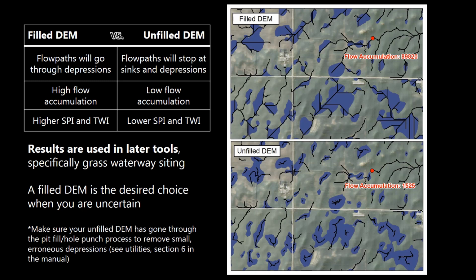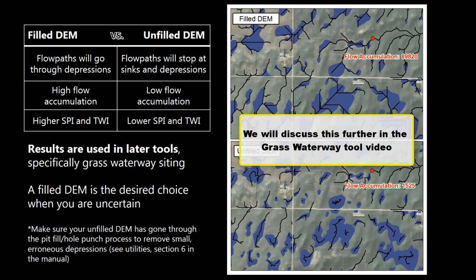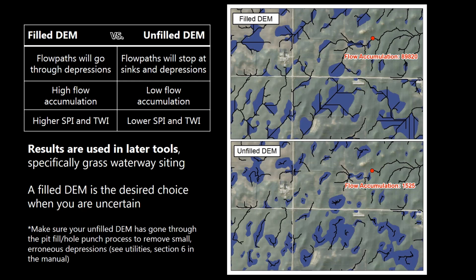These results are going to be used in later tools such as the grass waterway siting, so depending on your landscape, if you know it has a lot of depressions or is very pocky and that you won't site grass waterways through there, it may make more sense to use the unfilled DEM. However, if you're really unsure, the filled DEM is probably going to be your desired choice. As you'll see in later tools, you will have the option to account for the presence of depressions. But it's completely your call. You could also run both and just use a different name in the outputs.